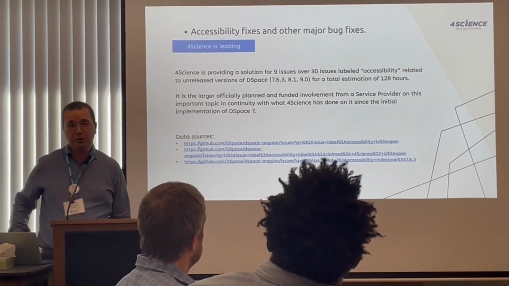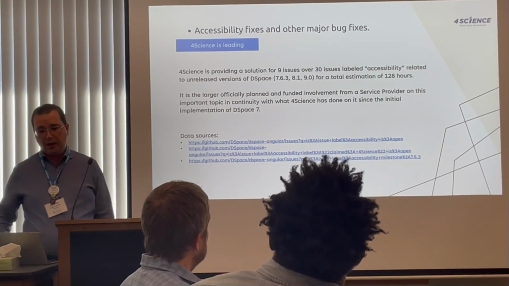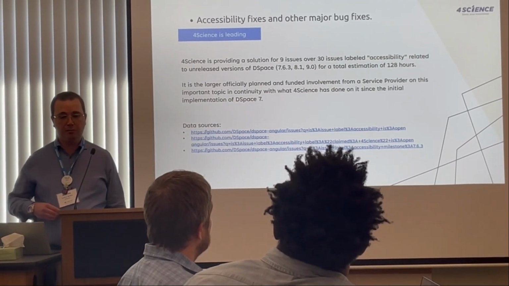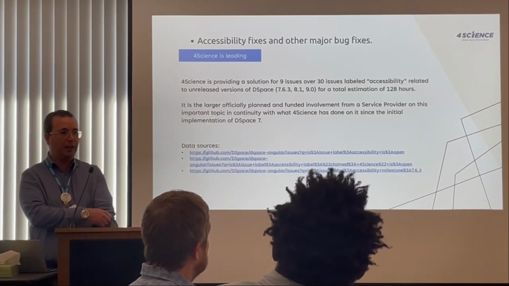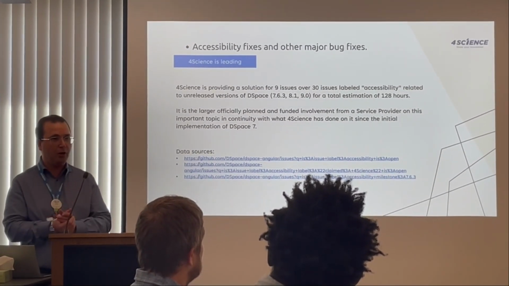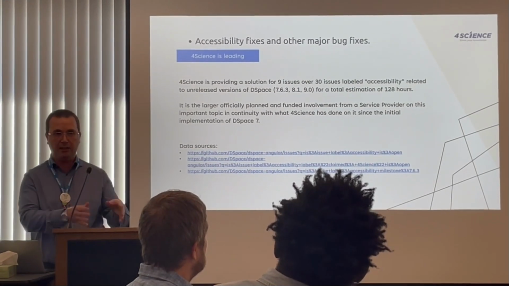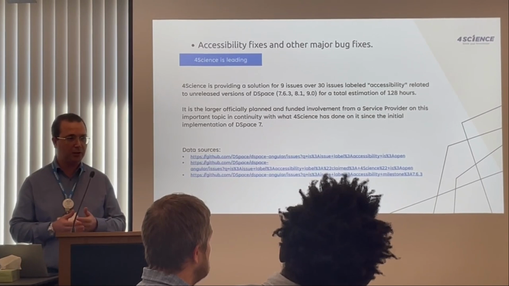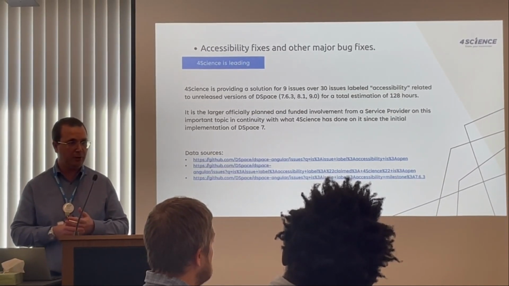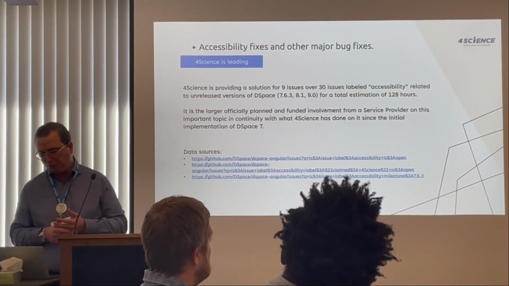As 4Science, we put a lot of effort on this topic. And right now, I just did some math before the meeting, there are 30 issues that are going on about accessibility, flagged with the accessibility label. And more or less 30% of those were taken by 4Science.